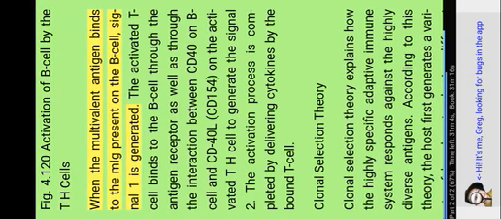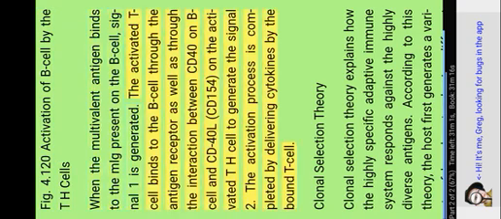When the multivalent antigen binds to the BCR present on the B cell, signal 1 is generated. The activated T cell binds to the B cell through the antigen receptor as well as through the interaction between CD40 on the B cell and CD40L, CD154, on the activated TH cell to generate signal 2. The activation process is completed by delivering cytokines by the bound T cell.